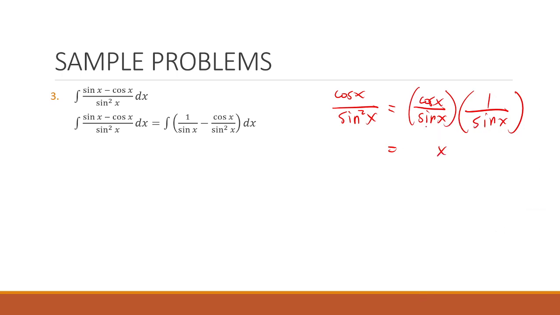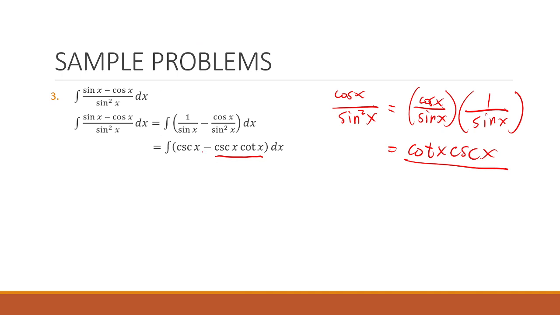Again, cosine x over sine x, it's the ratio identity ng cotangent. Okay? And then the reciprocal identity, itong 1 over sine x, that's cosecant x. Okay? So, next line would be something like this one. 1 over sine x again is cosecant x, and then cosine x over sine squared x is this expression. So, ayan. Nauna lang pagkasulat ang cosecant x. Pero still the same. Okay? And then, this line is now readily integrable.